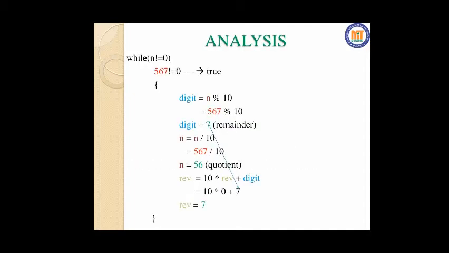That is, it will first find the digit. So what's that? n mod 10. Here n is 567, which is taken modulo 10. So the remainder will be 7.